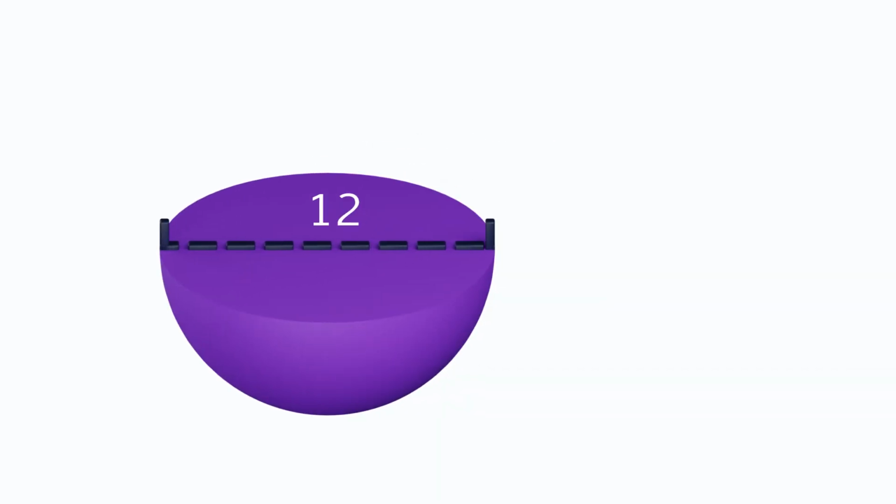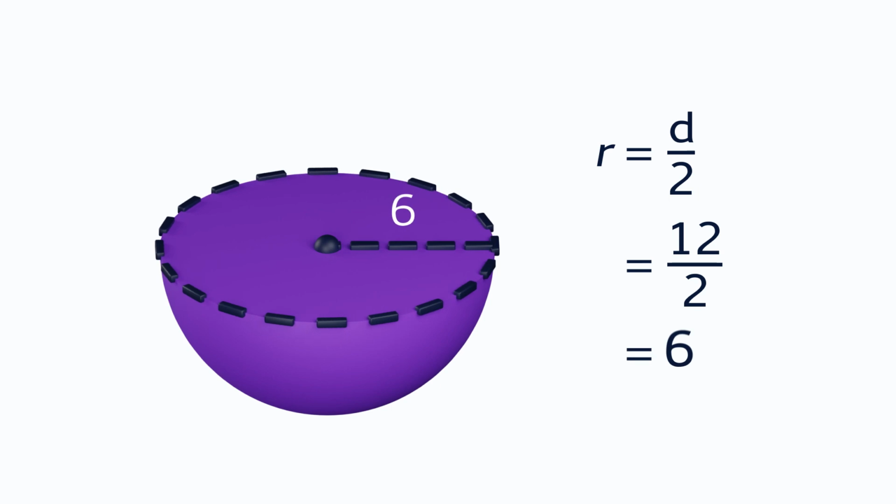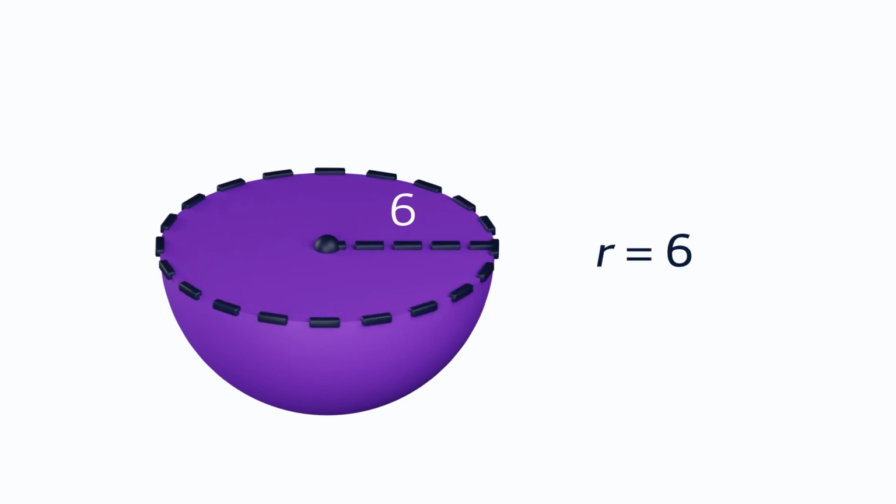You want to find the surface area of this hemisphere, which has a diameter of 12. First, you find the radius, which is half the diameter. Dividing the diameter by 2, you get 12 over 2, which equals 6. This is the radius of the hemisphere.